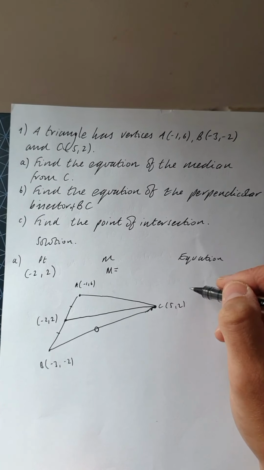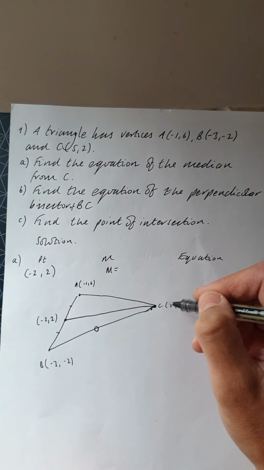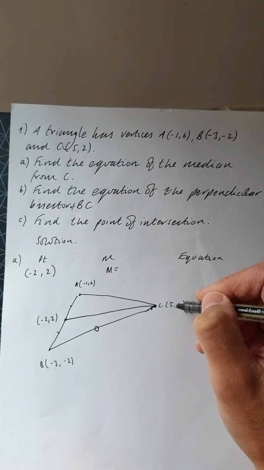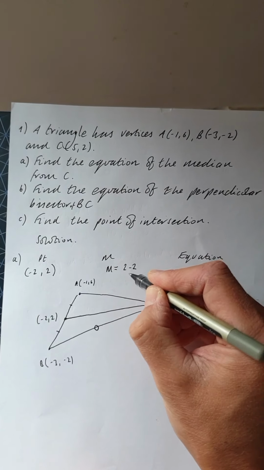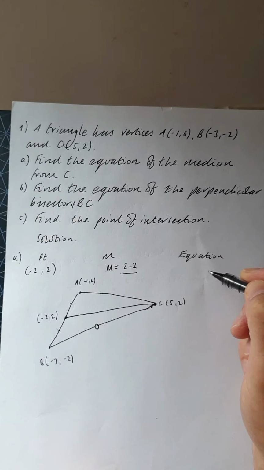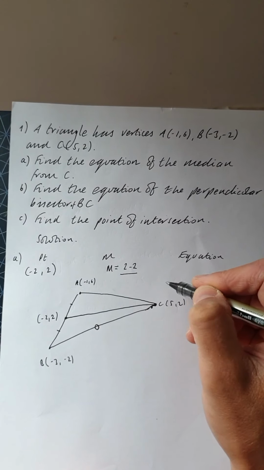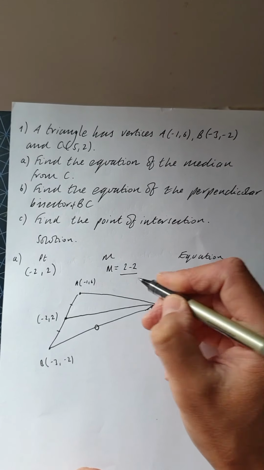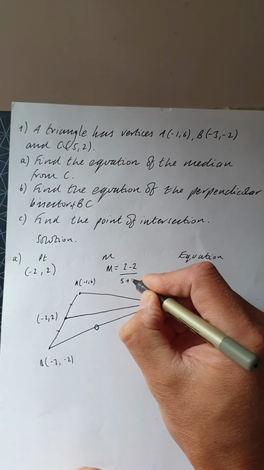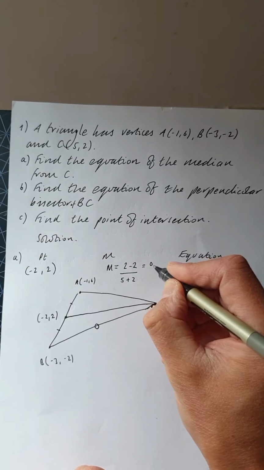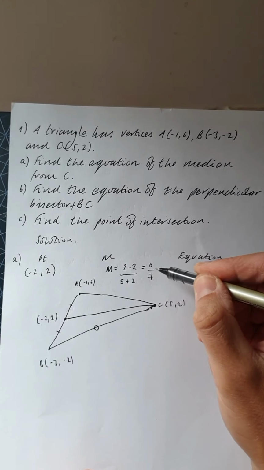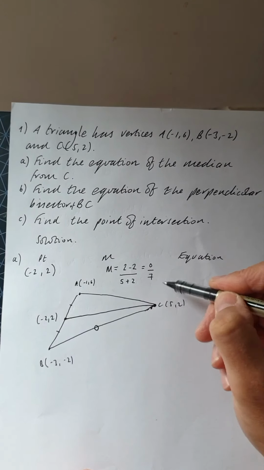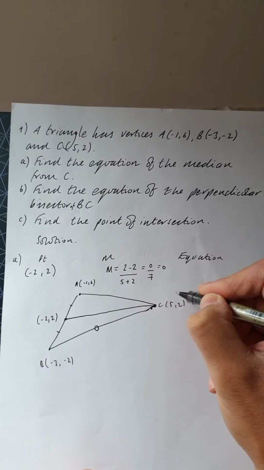Okay, so it doesn't really matter which one you put as x1, y1 and which one you put as x2, y2. In this example, to calculate the gradient, I'm just going to make C my x2 and my y2. So it's going to be 2, take away 2, all over 5, take away -2. So 5 take away -2 is 5 add 2. So I'm going to get a gradient of 0 over 7. What that means is that the median is actually a horizontal line.